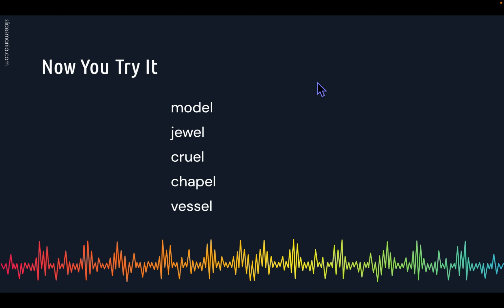Go ahead and try that rule on these five words. Okay, so for the first two and the last two words, our first syllable has a vowel in the middle, so we will use the short sound. This one, our syllable ends in a vowel, so we will try the long sound first. So we have model, jewel, cruel, chapel, and vessel. Now right here, you have a double S, so you could also split it right here, but that would not change the pronunciation.